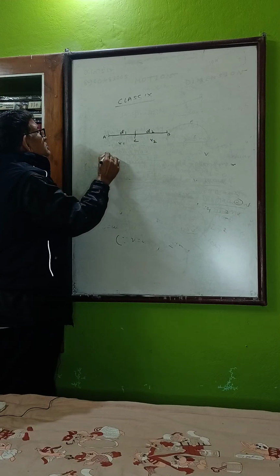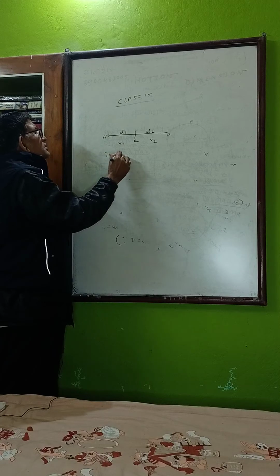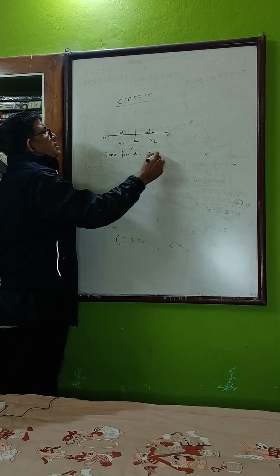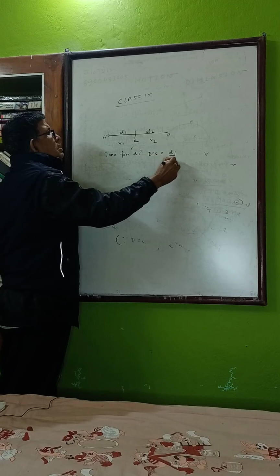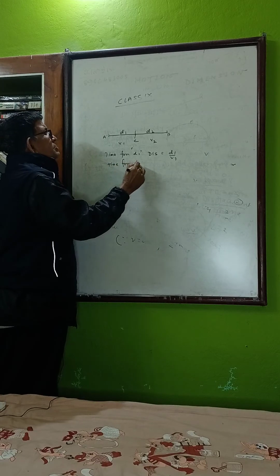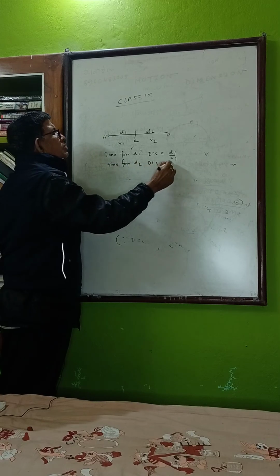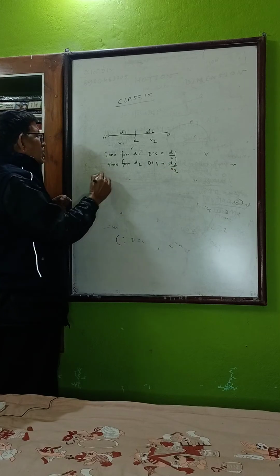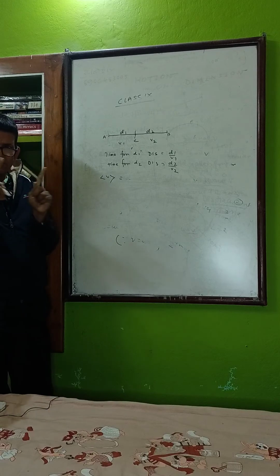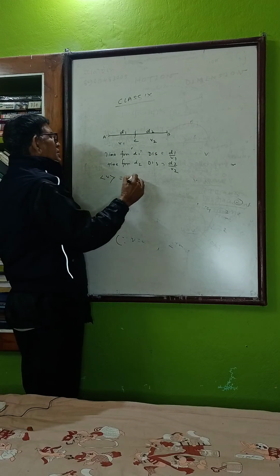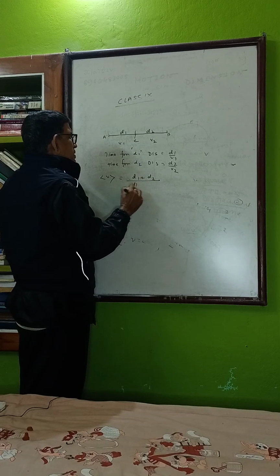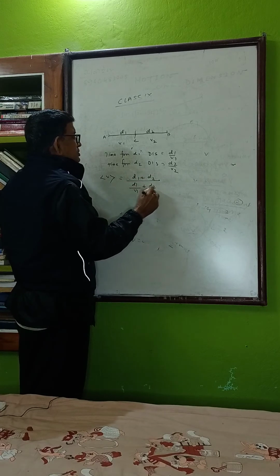Now time for d1 displacement equals d1 by v1, time for d2 displacement is d2 by v2. Now average velocity equals total displacement, d1 plus d2, by total time, d1 by v1 plus d2 by v2.